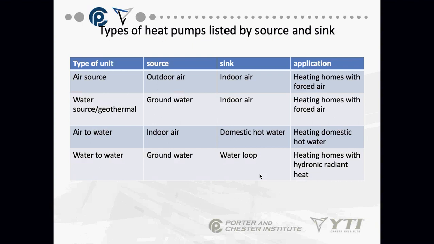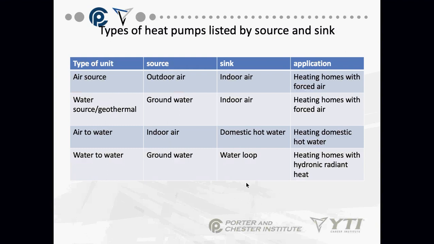We have air-to-water heat pumps. The source is the indoor air. The sink, which is where the heat is moving, could be a domestic hot water tank. You have a water heater with a compressor sitting on the top of it. It's always set into what we call heating mode. So the evaporator, which is now on the condensing unit with the compressor, absorbs heat from the air and puts it into the domestic hot water tank to maintain about 130 degrees. Extremely efficient units.